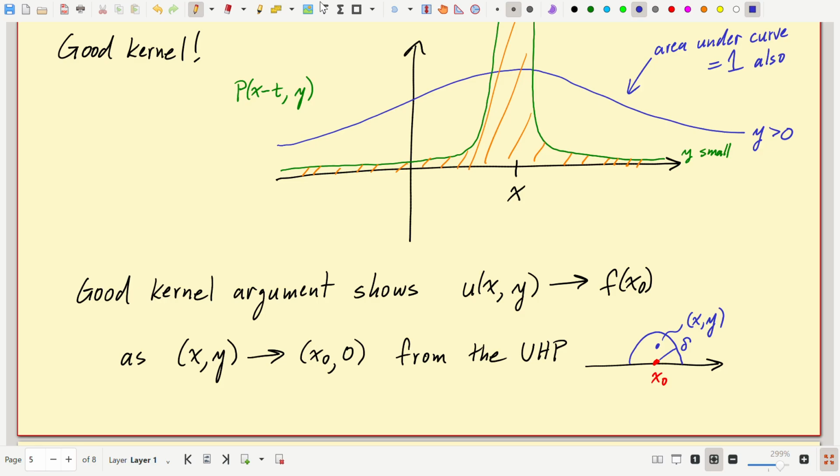So that's how you can solve, or that's how you can be inspired to find the solution to the Dirichlet problem in the upper half plane. And it's an explicit, nice thing. Questions about it? Anything? Yeah.